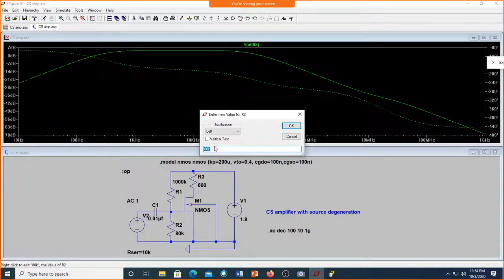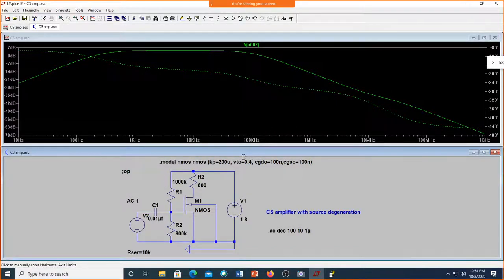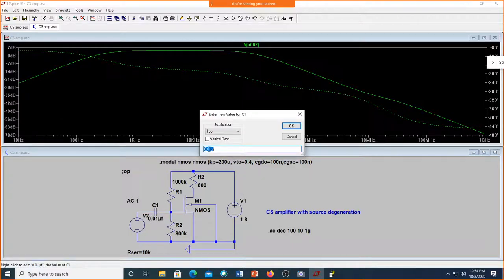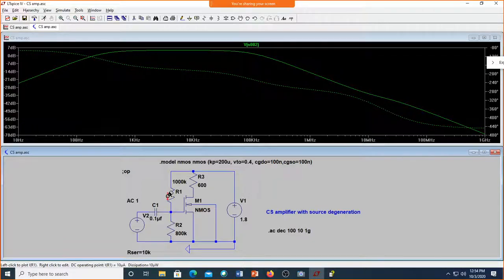Does the gain change? The ratio remains the same, no? This is 1000K, this is 800K. The ratio remains the same, VGS won't change because you are increasing both of them by 10 times. So I'll make this again 0.1. What is the intention of making R1, R2 large? I want to have larger input impedance.